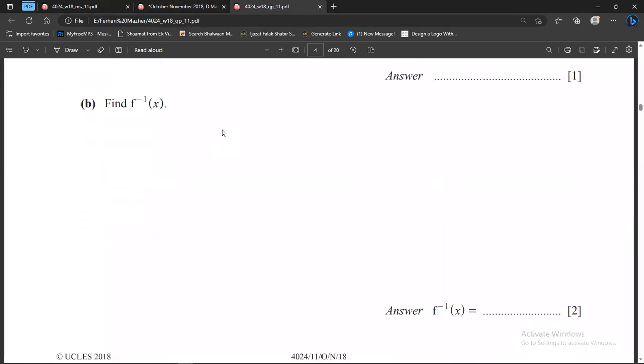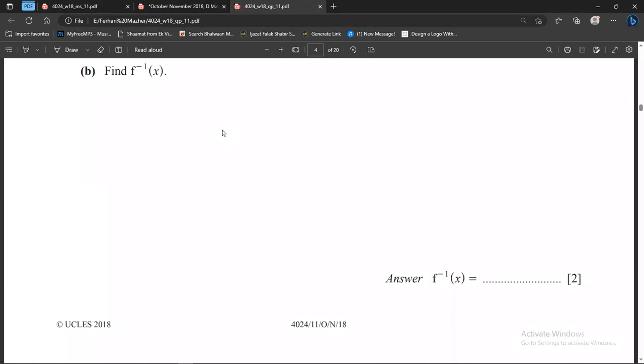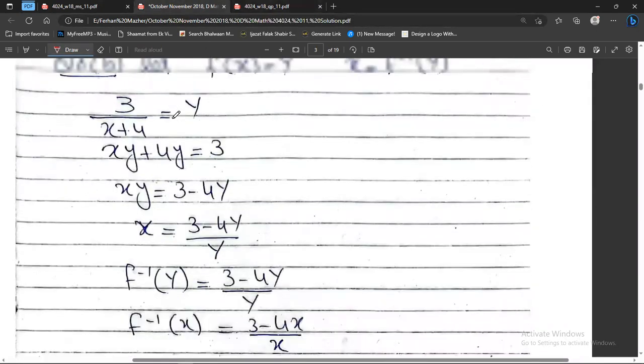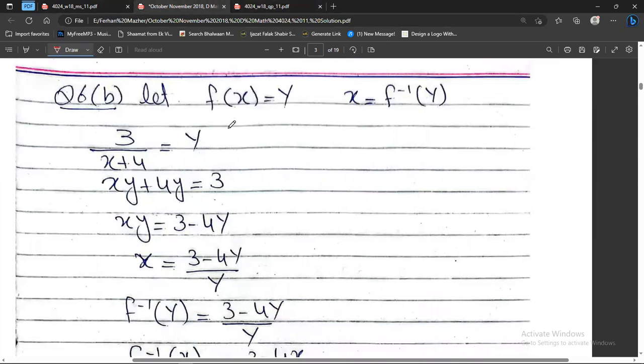Question number 6 is B part, F inverse of x. So if you want to find F inverse of x, we will have to write this sentence: F of x is equal to y. So x will be equal to F inverse of y. So in this, in the place of F of x, I will put its formula, that is 3 divided by x plus 4 equals y. So I will make x the subject of this formula.